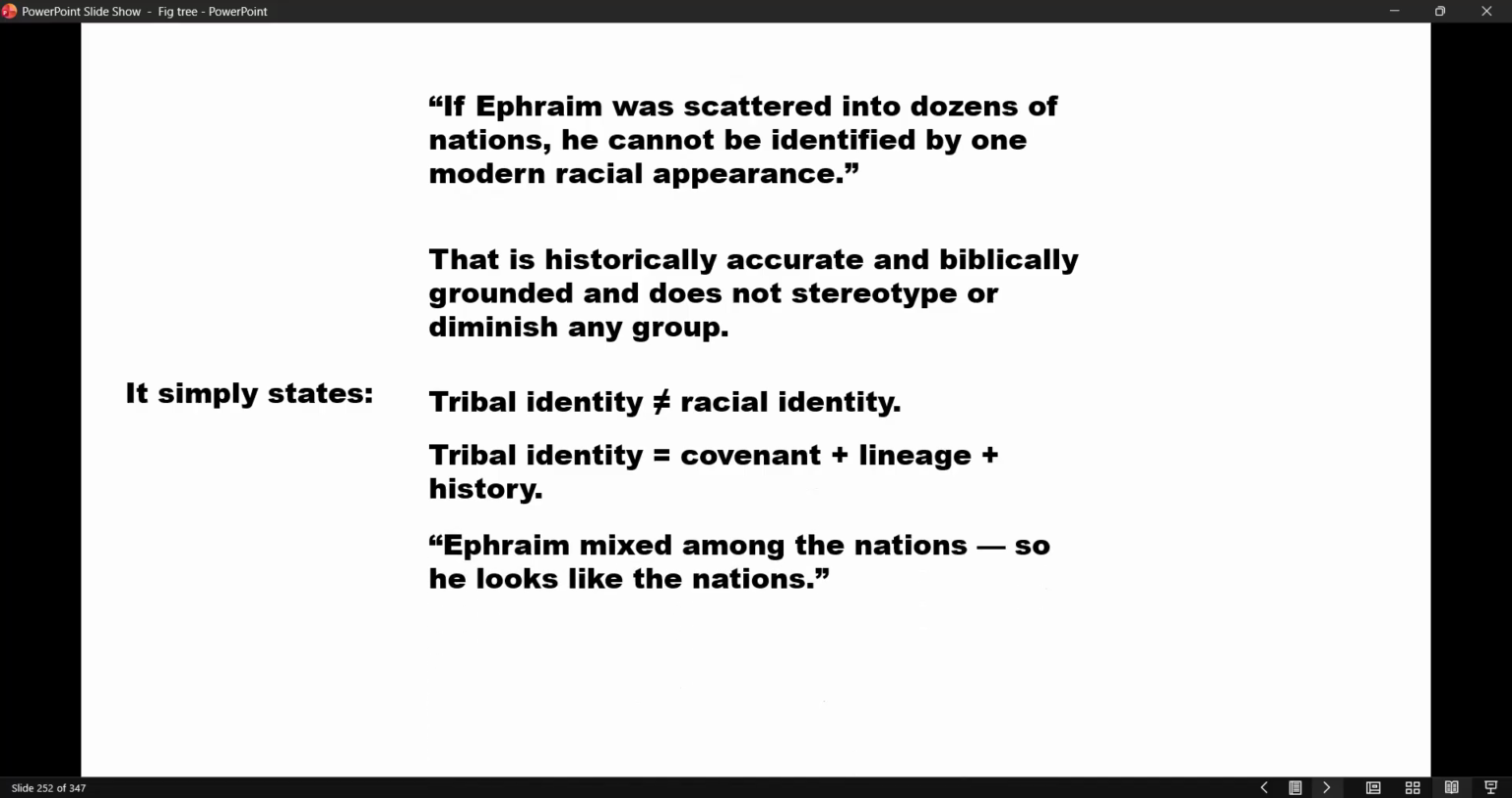Ephraim mixed amongst the nations, so he looks like the nations. He acts like the nations. He dresses like the nations. He eats like the nations. He worships like the nations. You cannot scatter for 2,700 years and stay one color. It's impossible.